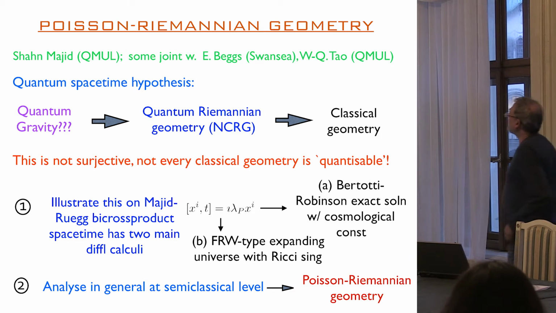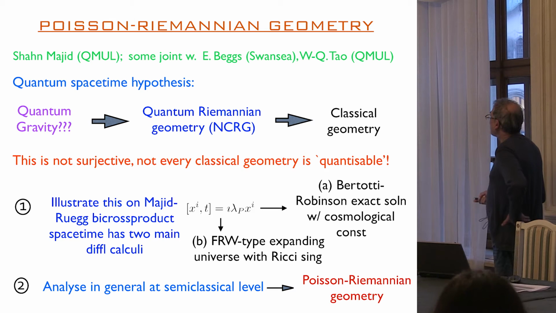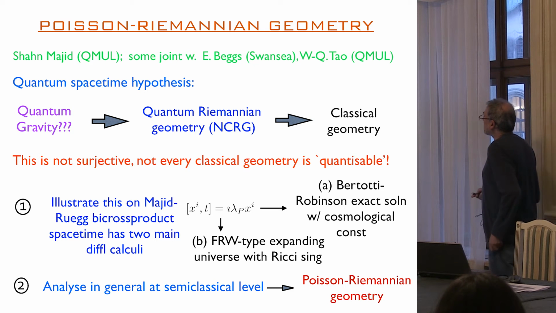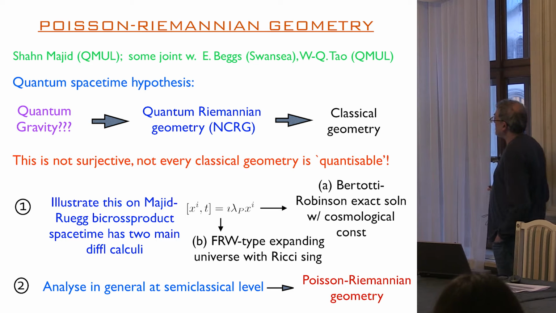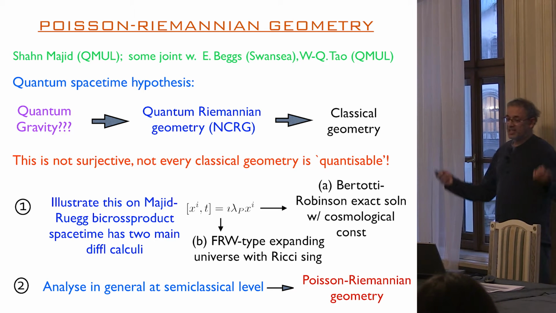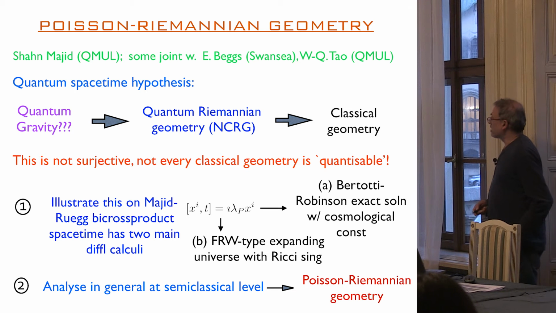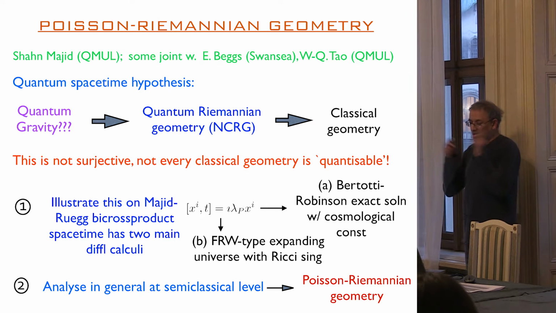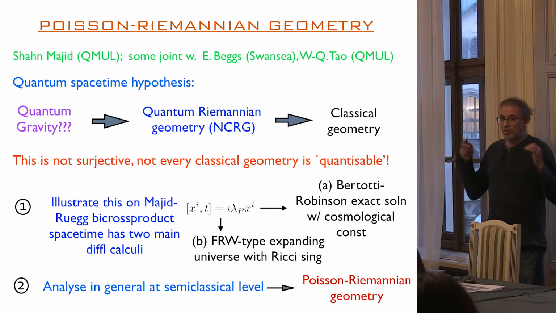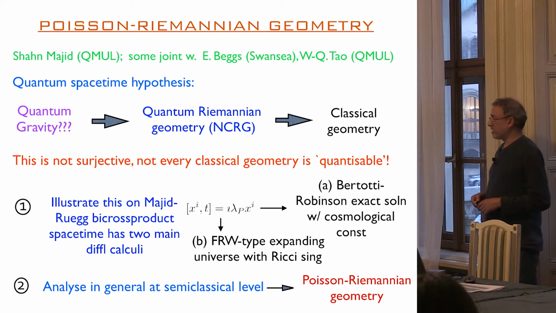Now, the one thing that's been discovered is that if you accept this philosophical position, this hypothesis, you discover that actually this map is not surjective. So not every classical geometry can arise as the limit of a quantum geometry. Quantum geometry turns out, because of the non-commutation relations, to be more rigid than classical geometry.